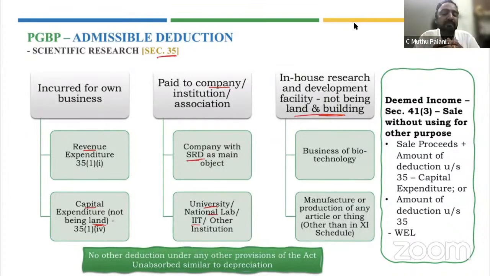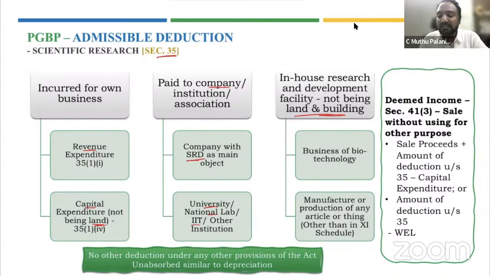So for such assets, you can manufacture anything other than those things. So such assets are basically covered here. That is what you're calling eligible businesses: business of biotechnology and manufacturing other than articles specified under the 11th schedule. For them, all the expenditure can be claimed as deduction other than land and building. Both are not allowed in this situation.